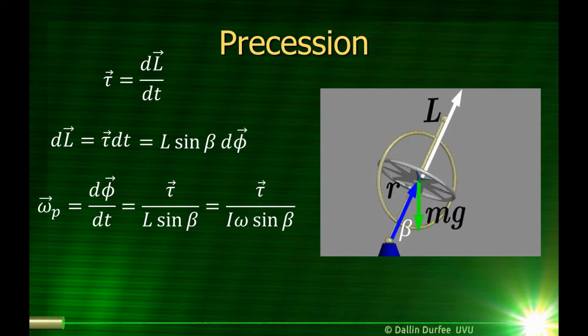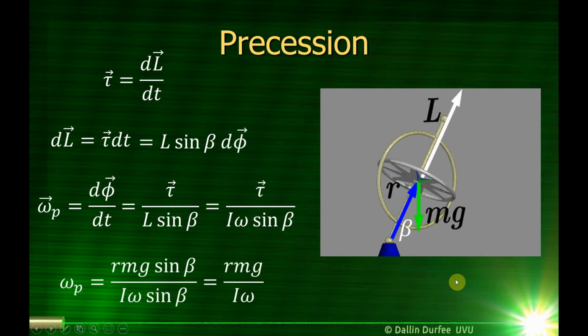And what is the torque due to gravity? It's just going to be this distance r times mg times sine of beta, right? So the magnitude of the rate of precession is r mg sine of beta, and that's all over I omega sine of beta. The sine of betas cancel out, and there we go. There is the rate of precession of a gyroscope due to gravity.